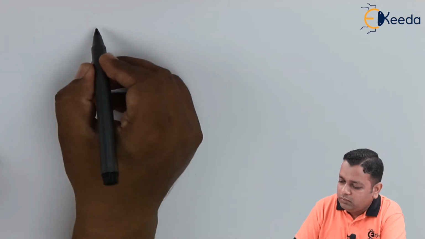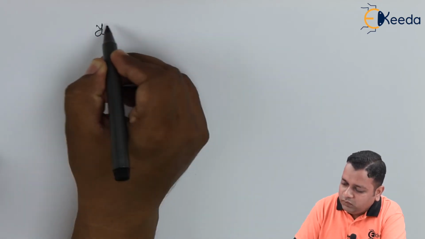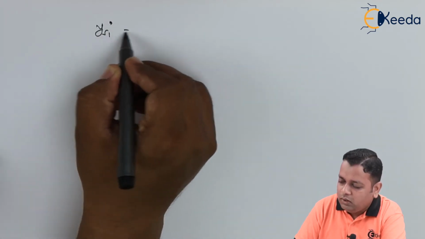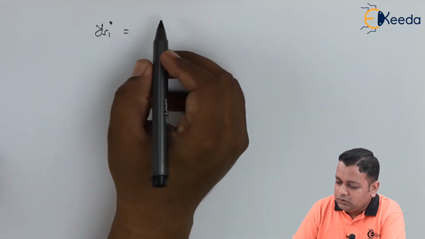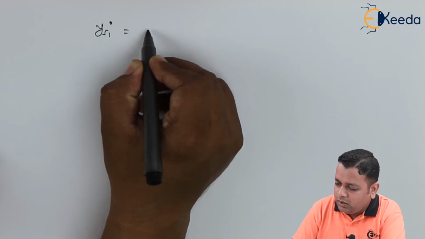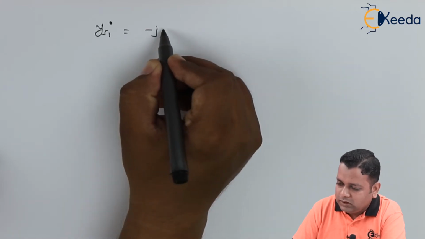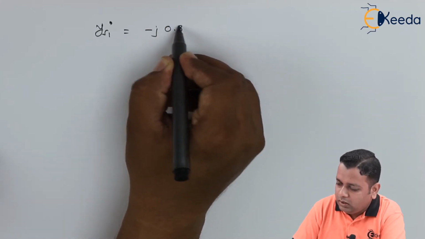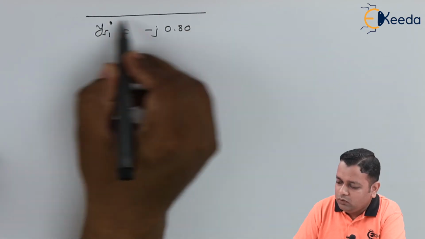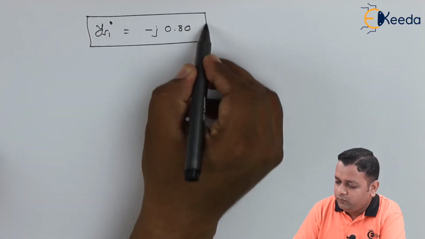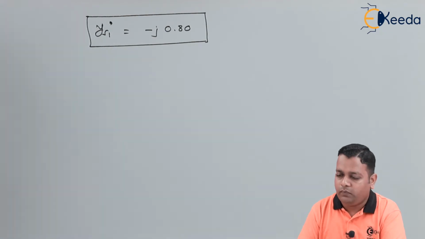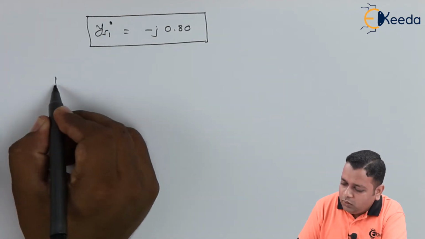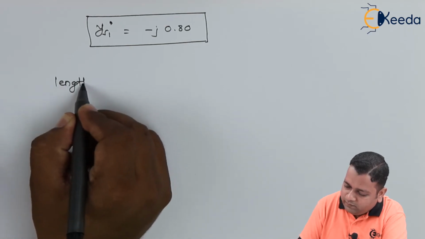Now in this similar fashion we can also have the determination of ys1 dash, as we have the y11 dash value onto the Smith chart. So this value can be obtained to the value minus j times 0.80. This value also I outline here.